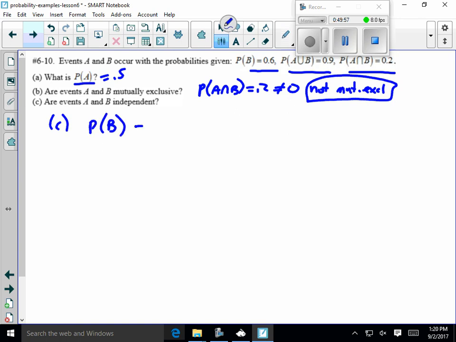For independent, we're going to pick one of the variables, like let's say the event B. We'll figure out the probability of event B, and we'll figure out the probability of event B given that A happened, and we'll see if those are equal. And we'll just use that test. So the probability of B is 0.6, that was given.